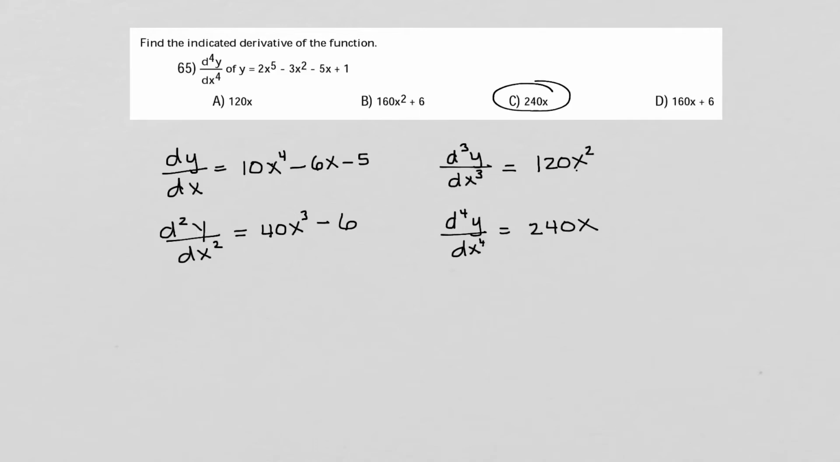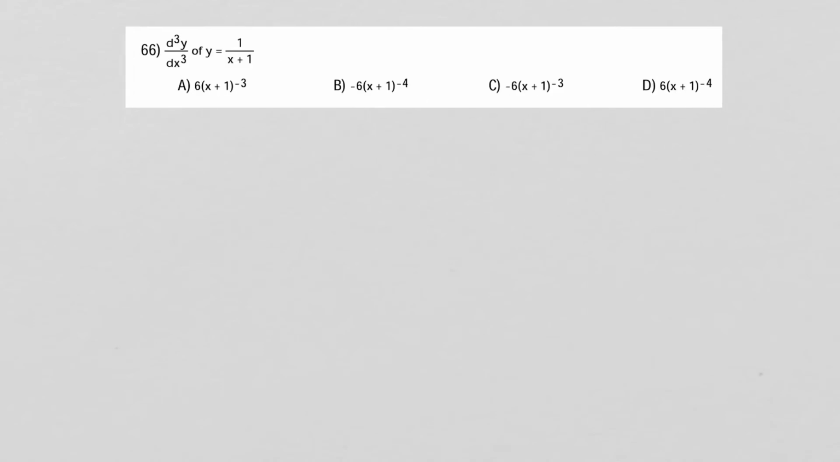Now let's take a look at question 66. And here I want to find the third derivative of y equals 1 over x plus 1. So what I'm going to do in this case, it's not as easy. The previous one, we just had a nice plain polynomial. That's really straightforward. Here I'm going to rewrite my function y as x plus 1 to the negative 1 power.